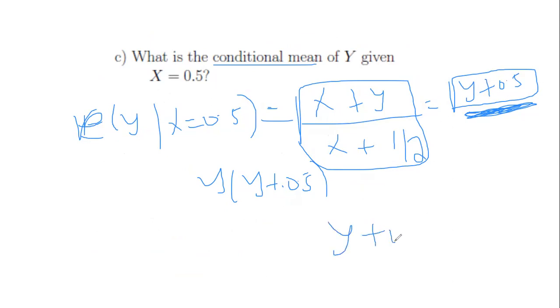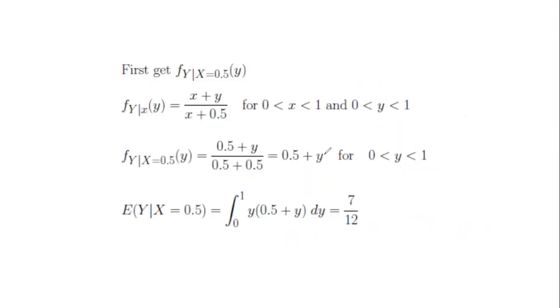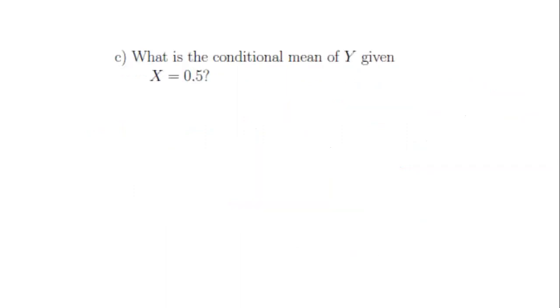ठीक है. So, I integrate y plus 0.5 with respect to dy over 0 to 1. ठीक है? That becomes the conditional mean. Y भी आएगा. Y into y plus 0.5. ठीक है. So this is the probability, this is the value. ठीक है? Because the expected value is the value multiplied by the probability. Expected value का ये formula है. Value multiplied by probability. So in the case of conditional, it is the value multiplied by the conditional probability. So conditional probability is 0.5 plus y, which we saw right now.